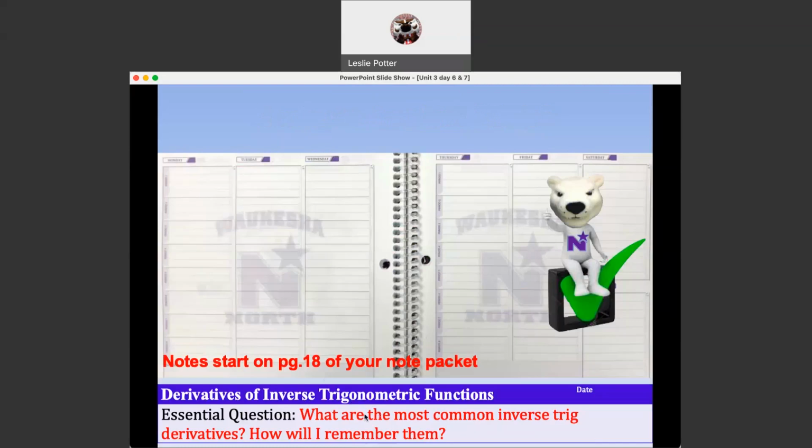What are the most common inverse trig derivatives and how will I remember them? You have 6 trig functions, so obviously there must be 6 inverse functions, but we don't use them all equally. We only really focus on 1 or maybe 2. That's the nice thing. We're going to look at the trig functions, but acknowledge that there are really 1 or 2 of them that they like to use.